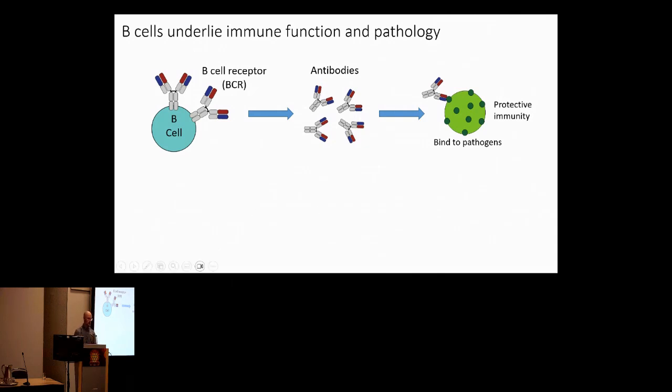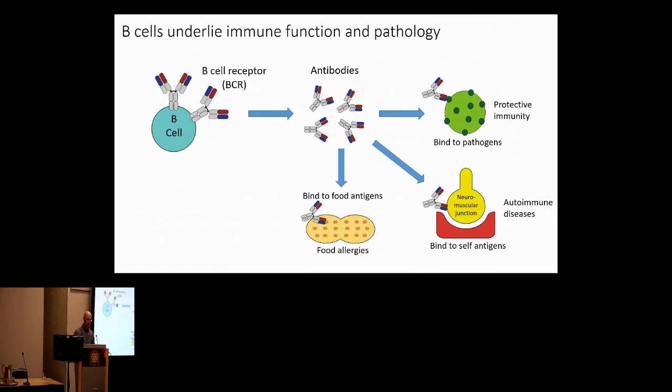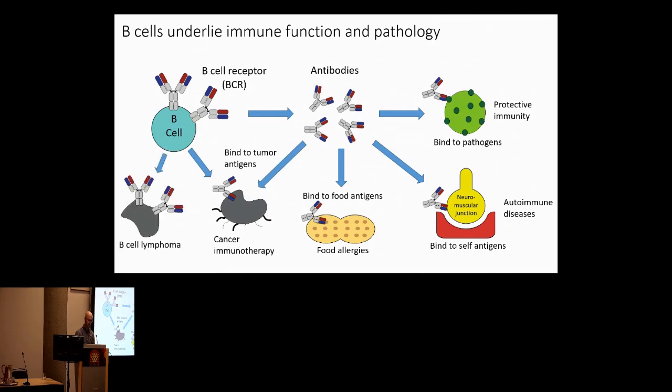While this is very important for protective immunity, it's also possible for B cells to produce antibodies that bind to self-antigens and cause autoimmune diseases. They can also bind to food antigens and cause food allergies. And it seems that B cells play a dual role in cancer. B cells can produce antibodies that bind to tumor antigens and act as a kind of tumor immune response. And they can also themselves become cancerous by developing into B cell lymphomas. So B cells are a source of great power within the immune system, both for good and for bad.